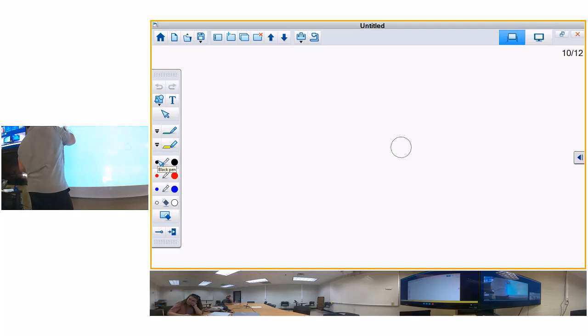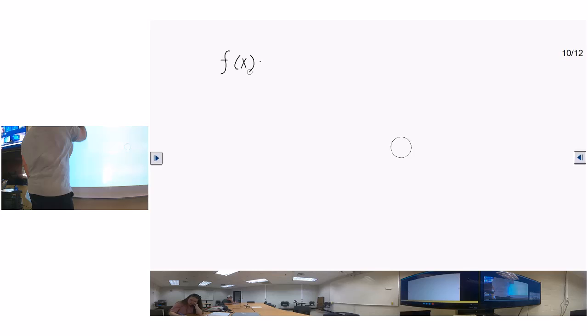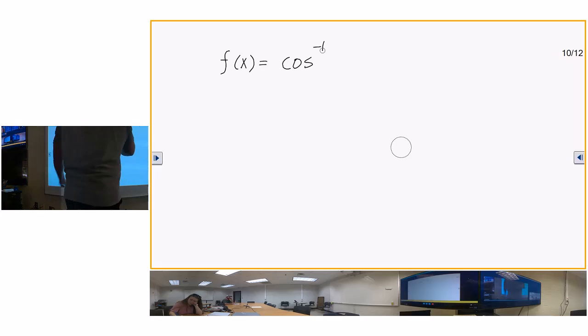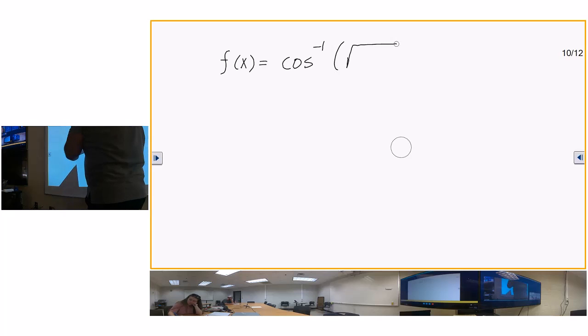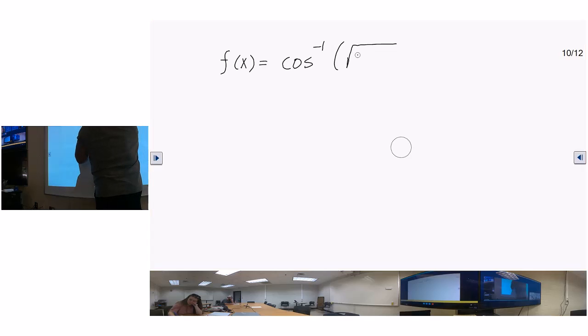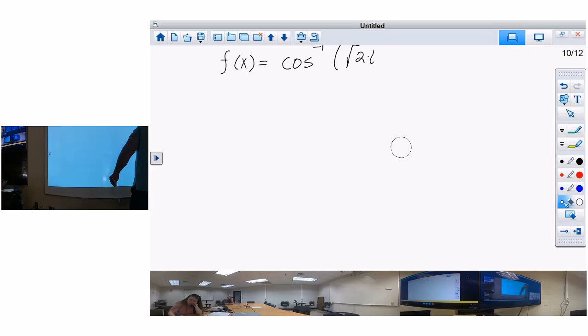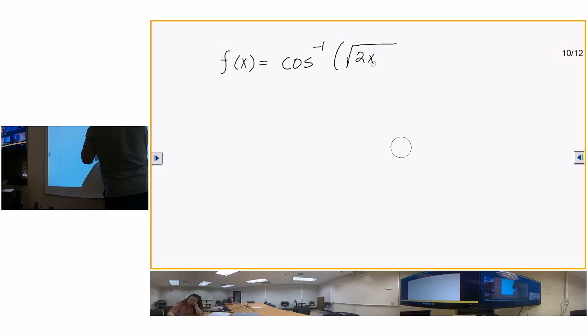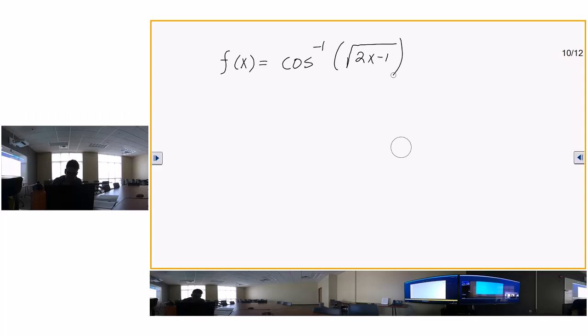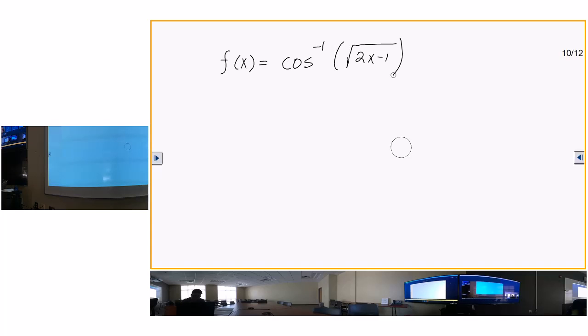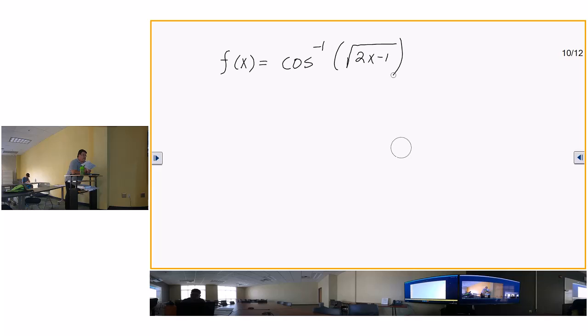f of x is equal to inverse cosine of parentheses, 2x minus 1. Now this is not cosine squared. This is just the inverse cosine.